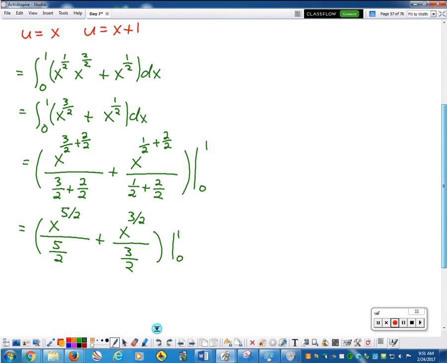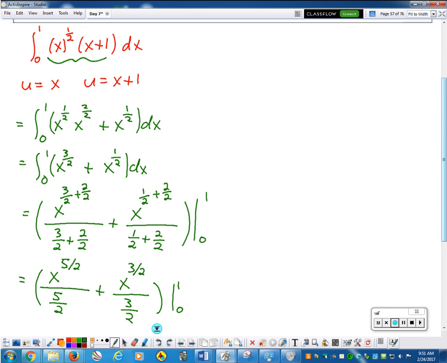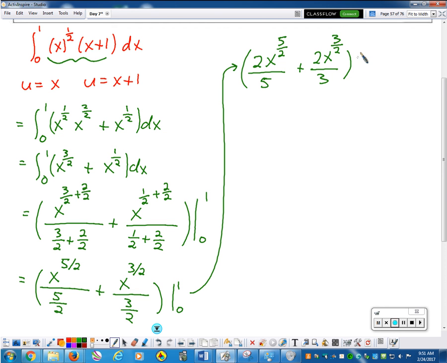Okay, dividing by a fraction is the same thing as multiplying by that fraction's reciprocal. So I'm going to rewrite this as 2/5. So 2x to the 5/2 all over 5 plus 2x to the 3/2 all over 3, and evaluated from 0 to 1. Questions? Wait, how did you get that? So whenever I have something divided by a fraction, that's equivalent to the something on top multiplied by the reciprocal of the fraction. Okay. Good question.